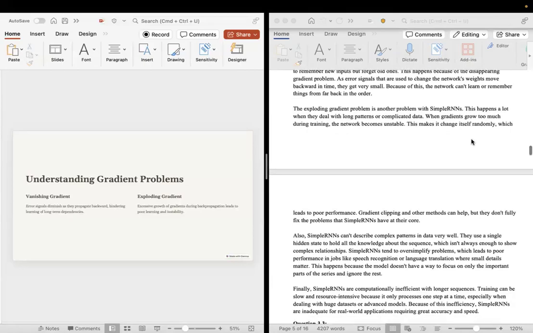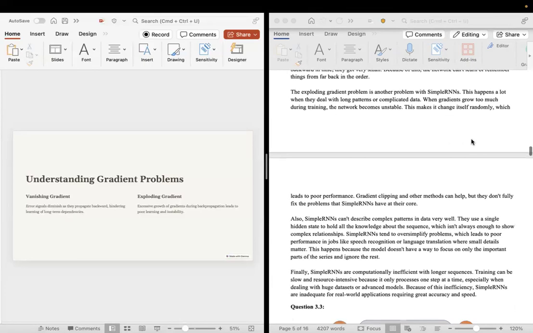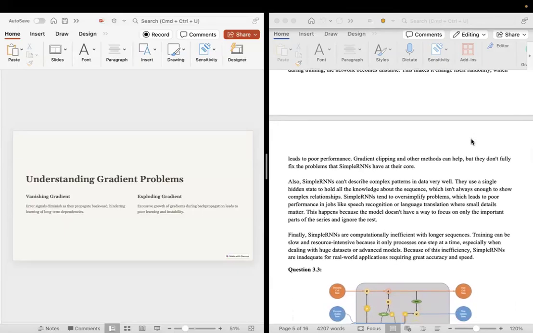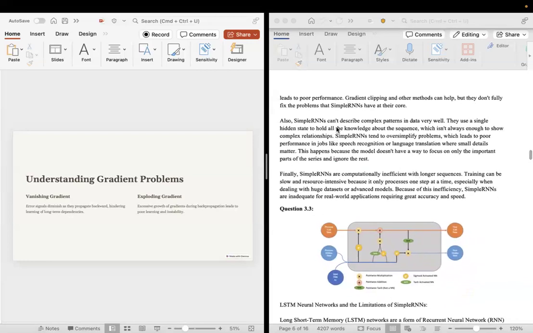The exploding gradient problem makes the model change itself randomly, which leads to poor performance. Gradient clipping and other methods can help, but they don't fully fix the problems that simple RNN has at its core. Also, simple RNNs can't describe complex patterns in data very well.